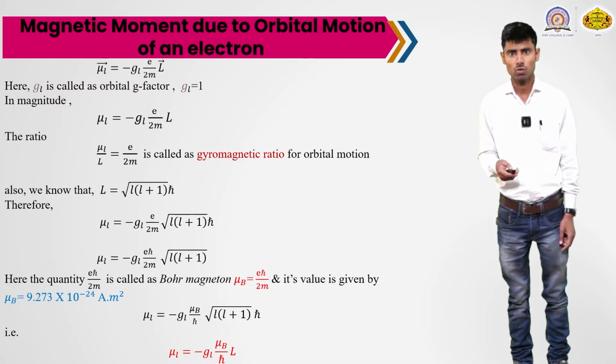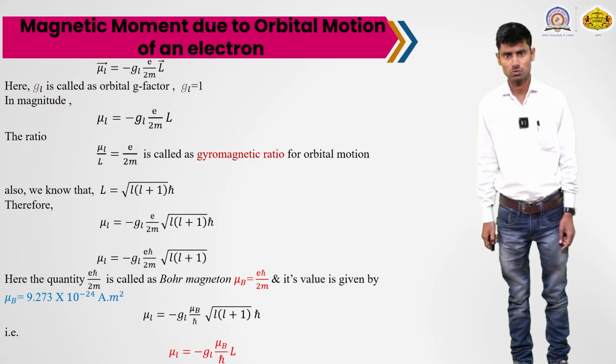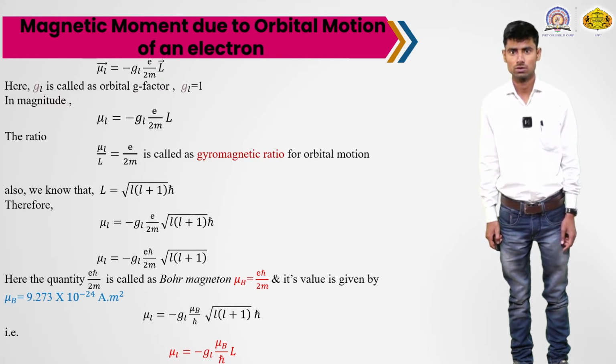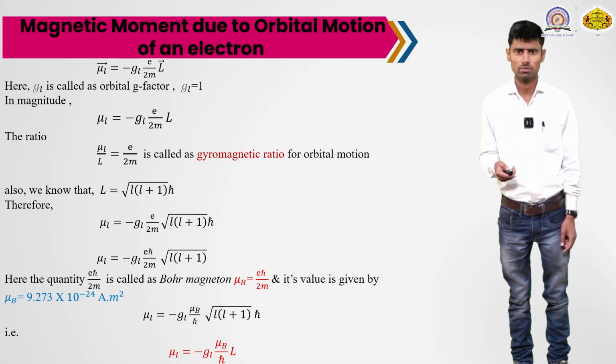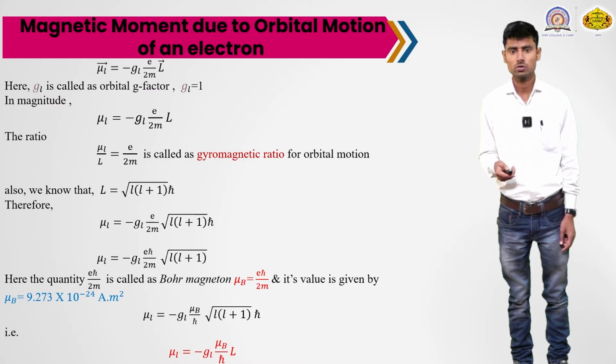We also know from quantum theory that the magnitude of the orbital angular momentum is given by square root of l into (l plus 1) times h cross. Here small l is the orbital angular momentum quantum number, or simply orbital quantum number. If I substitute that value in the above equation of the magnetic moment, I will get μL equals minus GL e h cross upon 2m into square root of l into (l plus 1).